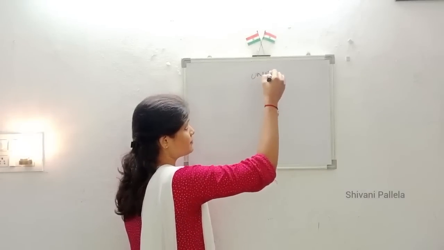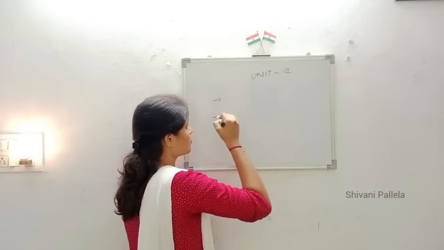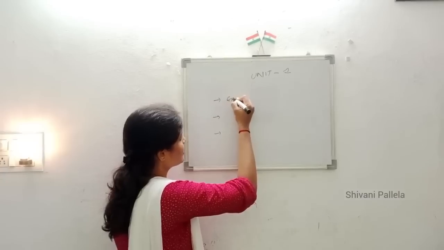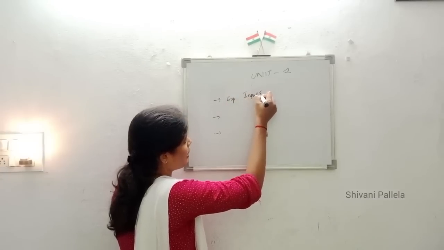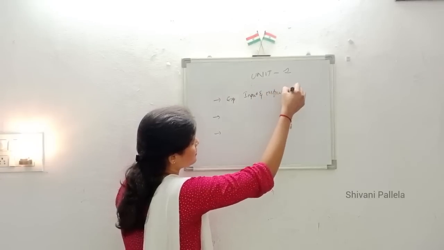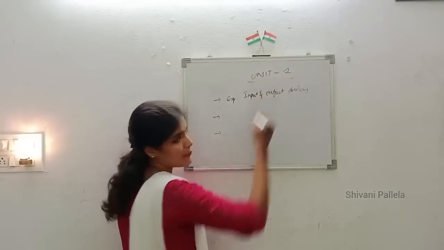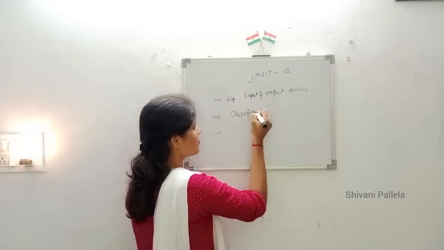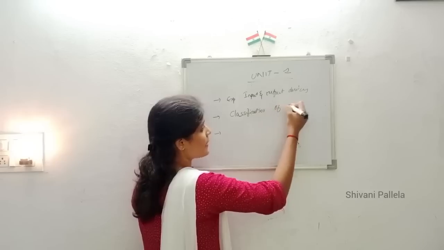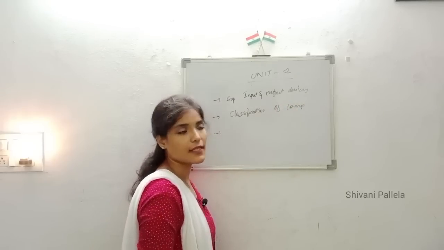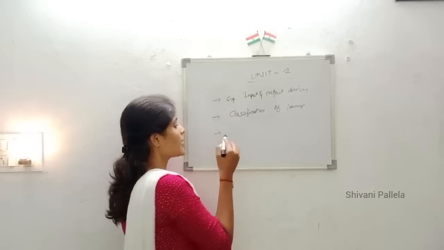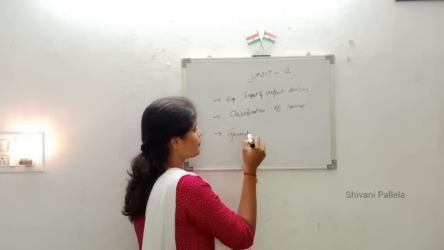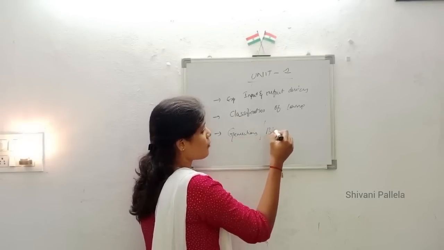In unit number 1, 3 questions I will give, students. Explain input and output devices. This is an important question. And the second question is classification of computers, or you can also call it types of computers. And the third question is generations of computers or the block diagram of a computer.